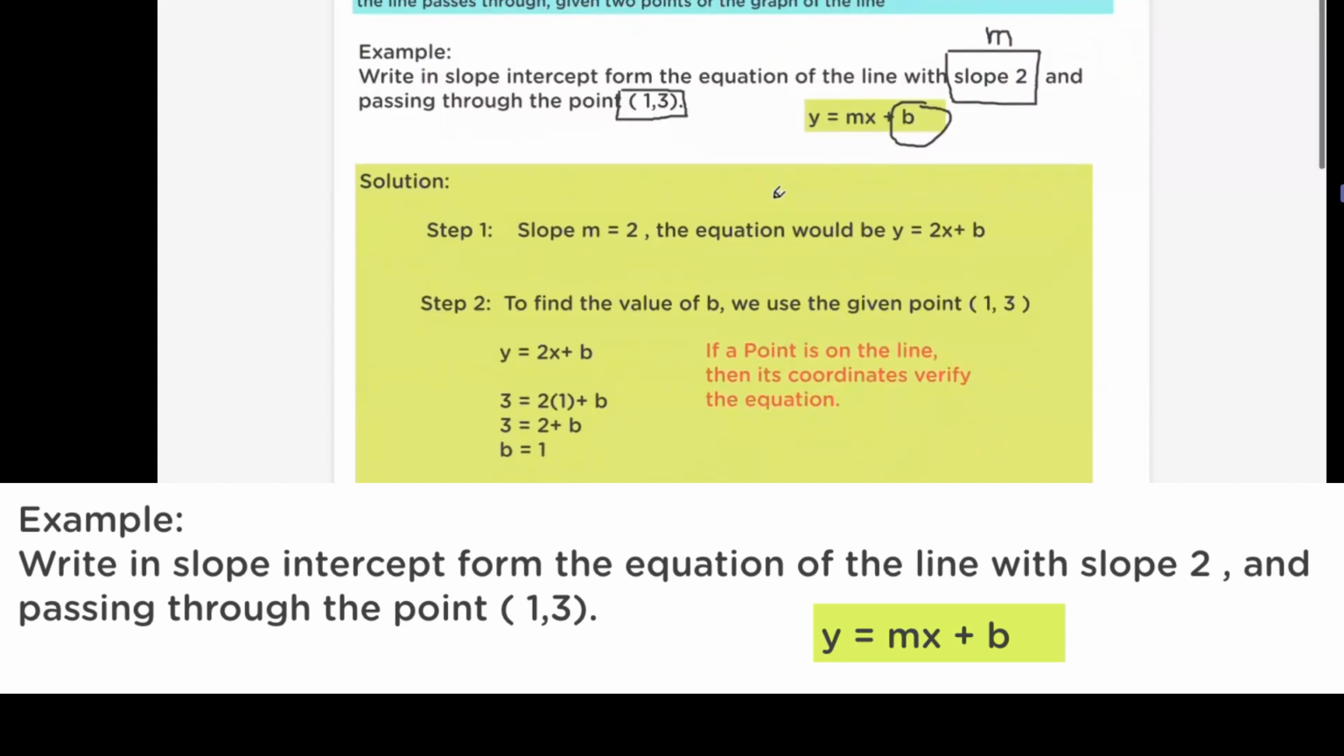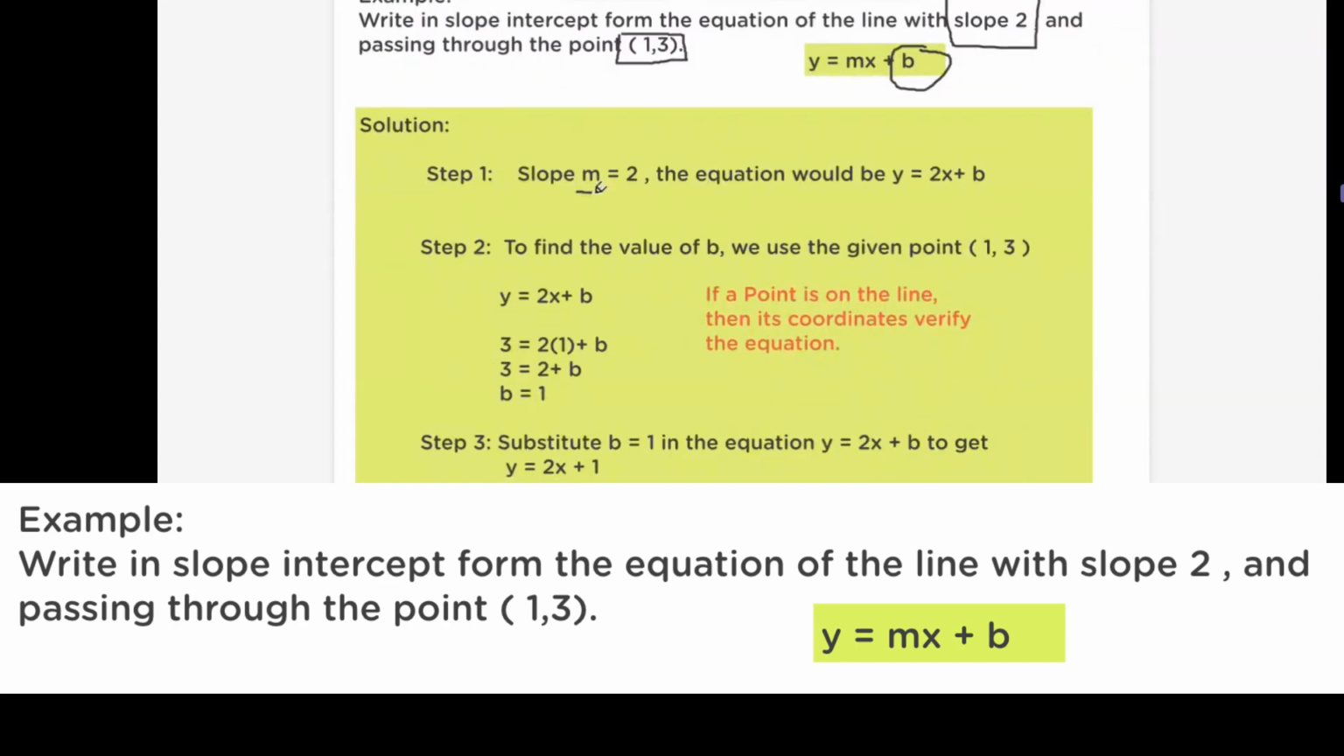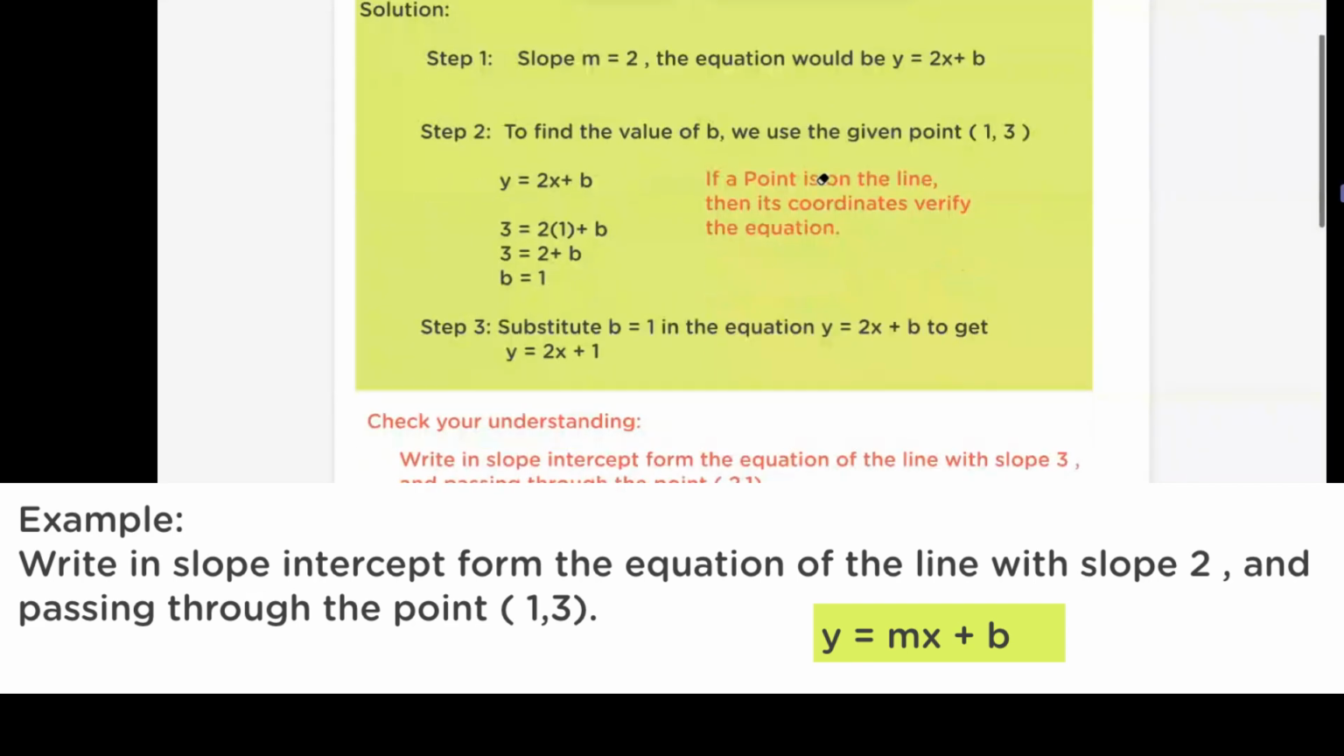So what you need to do is this. Slope m equals 2 is given, so the equation becomes y equals 2x plus b, because we know m. M is 2, we just substitute m with 2. We don't know b, so we keep it as b. Is that clear? After we finish this, we go to step 2. In step 2, we need to find what? b. To be able to find b, we use the given point in the question, (1, 3).